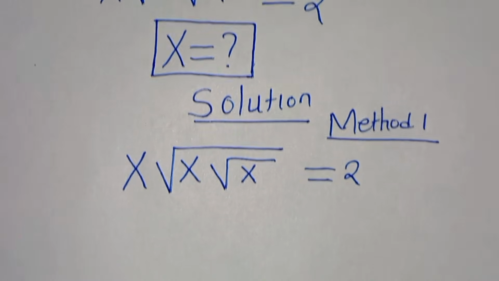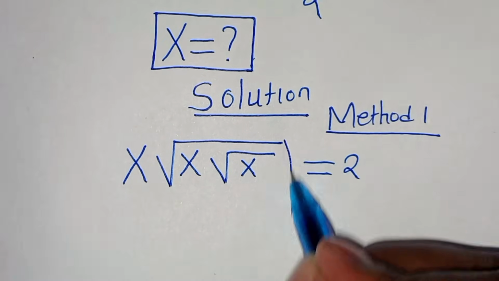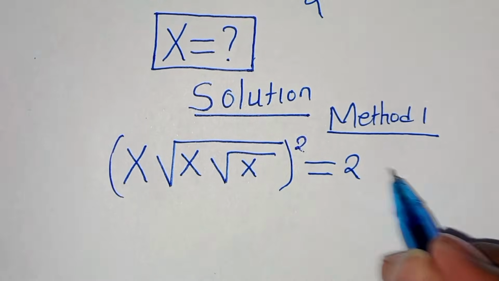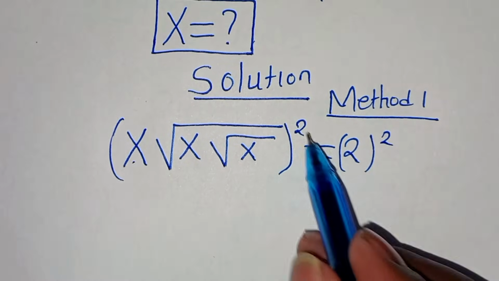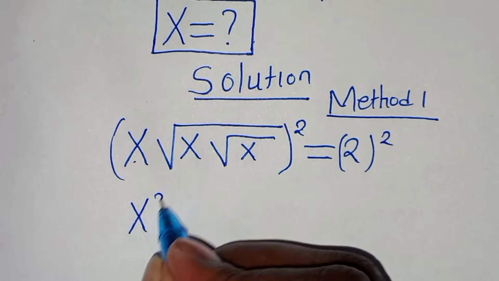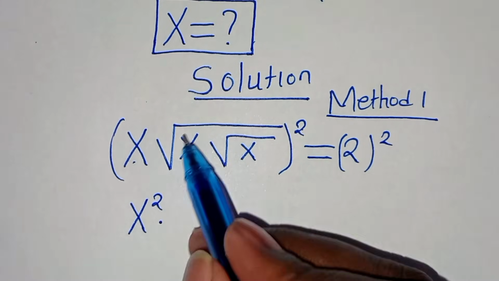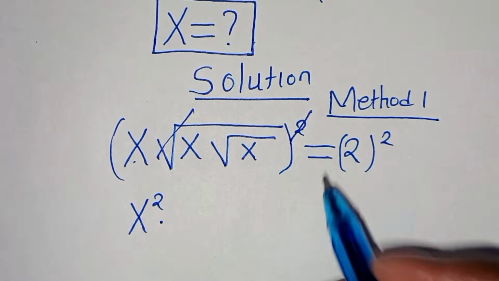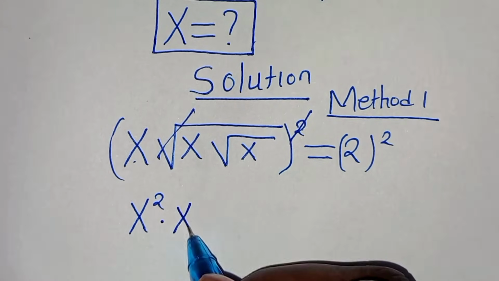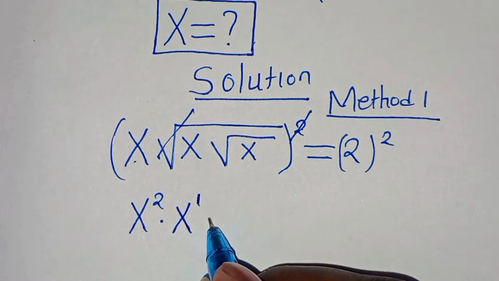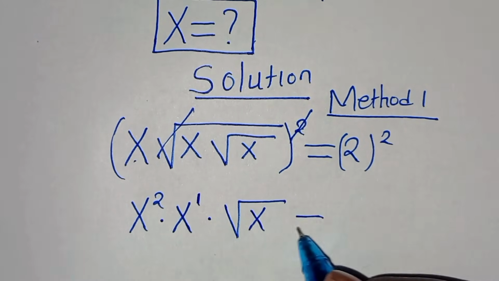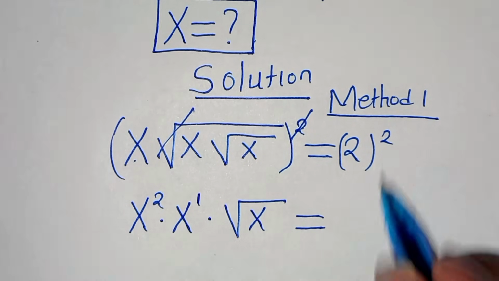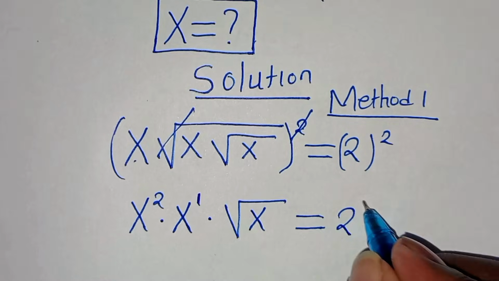In this case, let's square on both sides, so that now here we have x to the power of 2. We have x to the power of 2 multiplied by, let's eliminate the first square root sign. So here we have x, this is x raised to the power of 1, then times square root of x. This is equal to 2 to the power of 2. We have 2 raised to the power of 2.